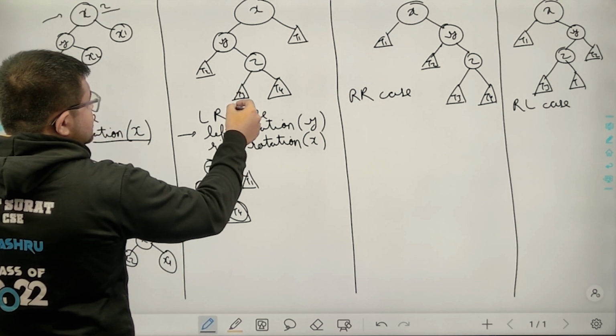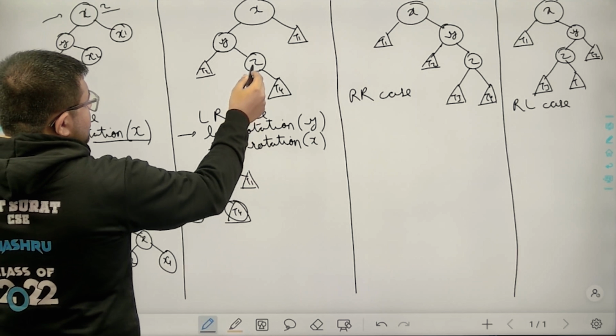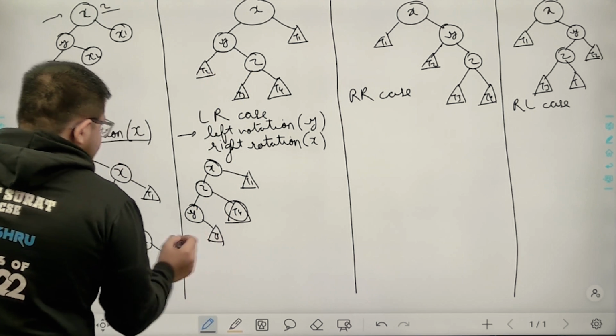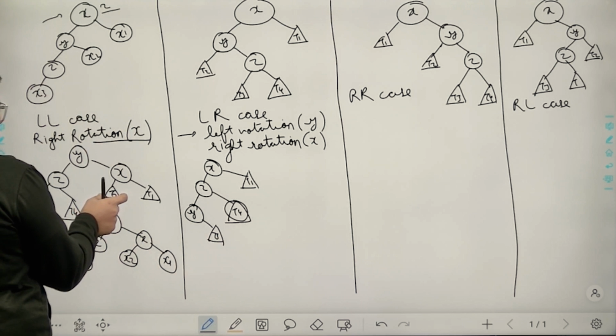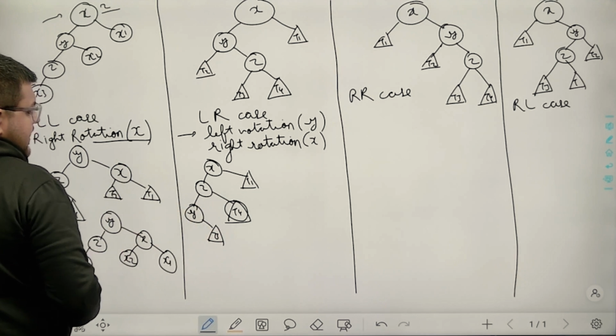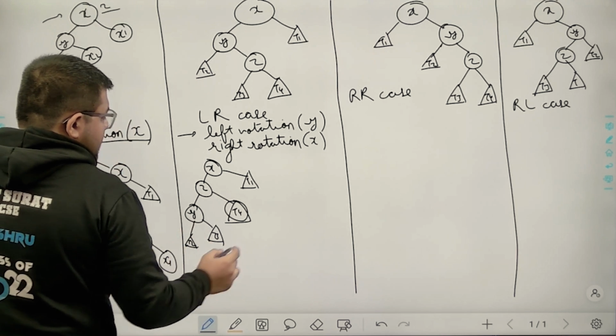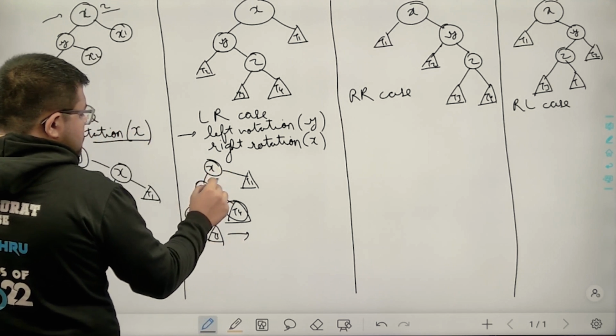Now t3 is the left child of z, it will become the right child of y. Okay, similarly how t2 became the left child of x here, t3 will become the right child of y, and t2 will remain here only. Okay, so this will happen, and after this you will do right rotation on X.